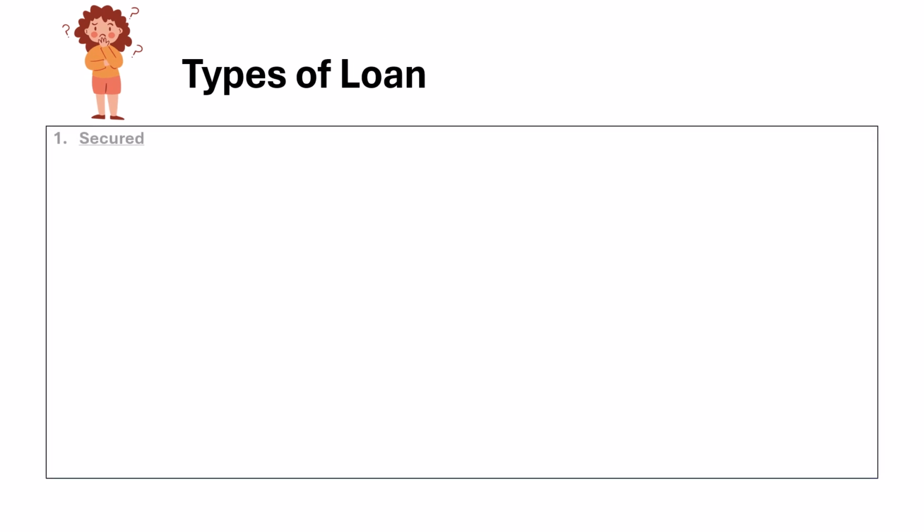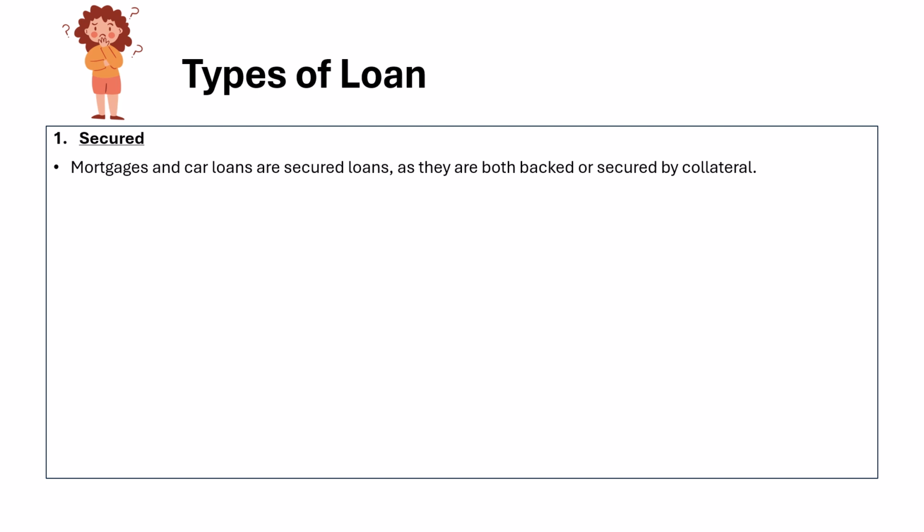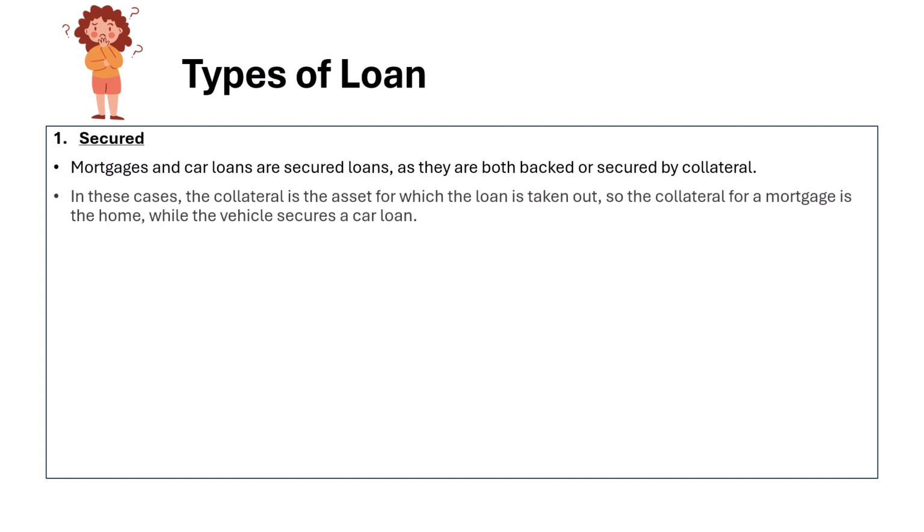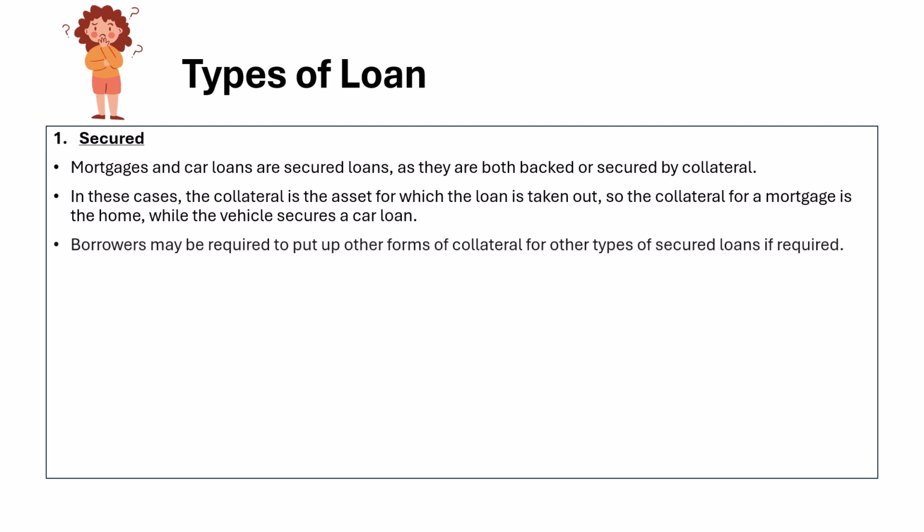Now that you understand the components of a loan, let's look at the types of loans. The first type we'll be looking at is secured loans. Mortgages and car loans are secured loans as they are both backed, or secured, by collateral. In these cases, the collateral is the asset for which the loan is taken out, so the collateral for the mortgage is the home, while the vehicle secures a car loan. Borrowers may be required to put up other forms of collateral for other types of secured loans if required.